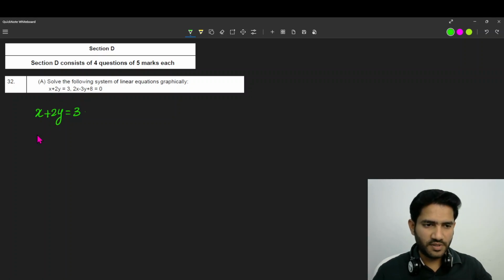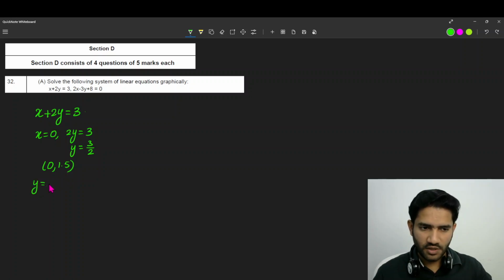Simply, for better understanding, just substitute x equal to 0. So we will get 2y equal to 3, that means y equal to 3 by 2. So we will get the first point, x is equal to 0, y is equal to 3 by 2. 3 by 2 means 1.5.